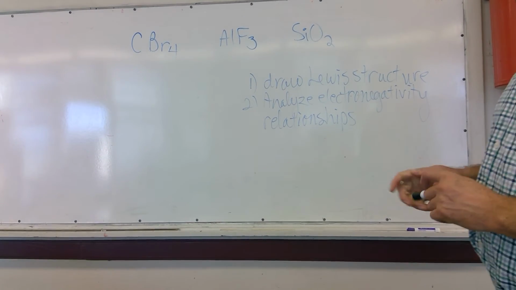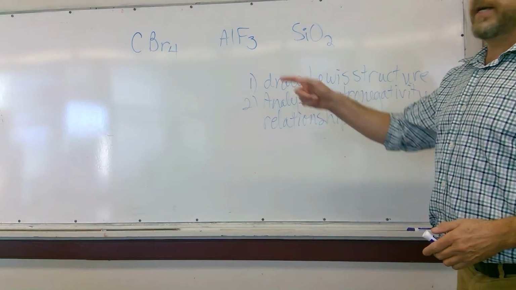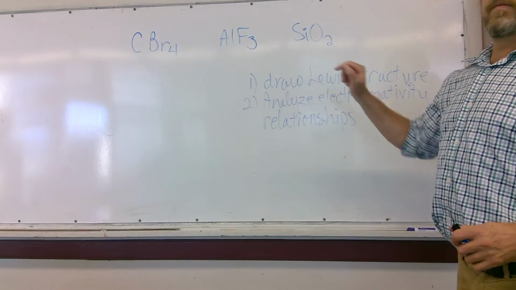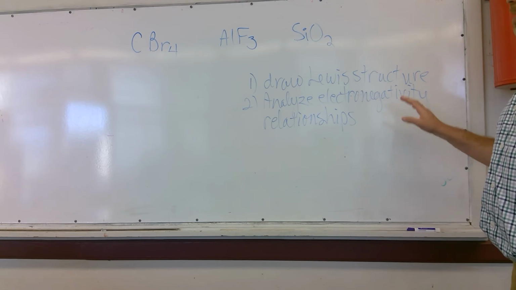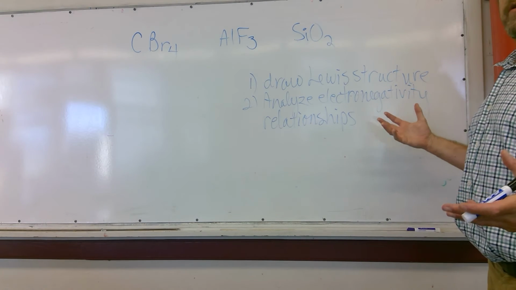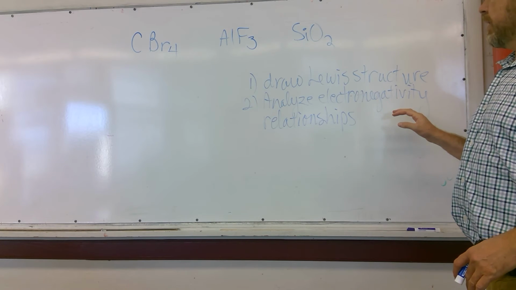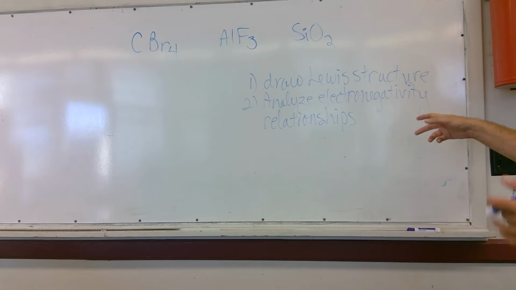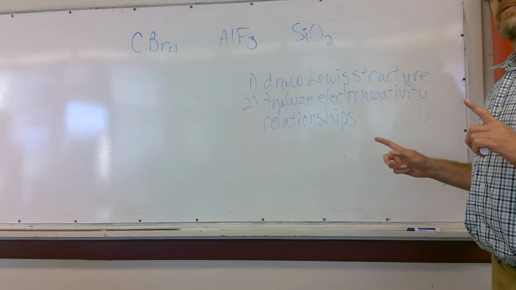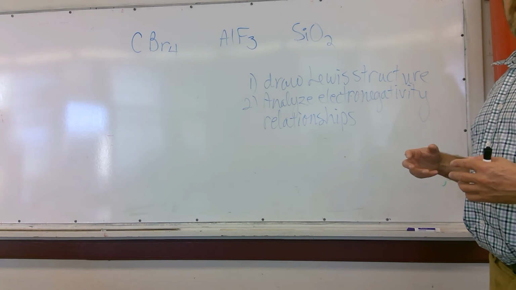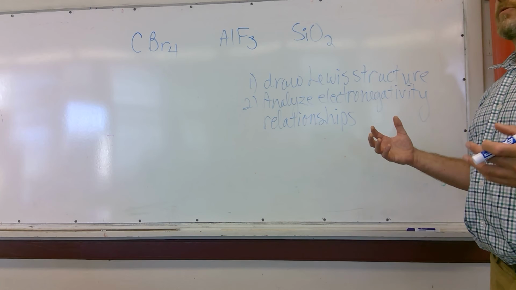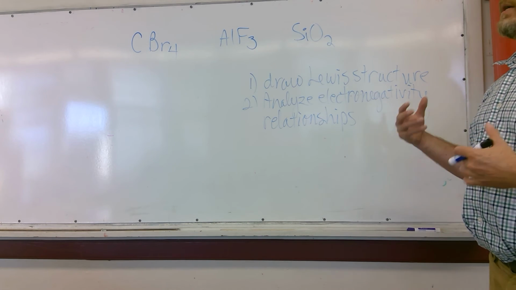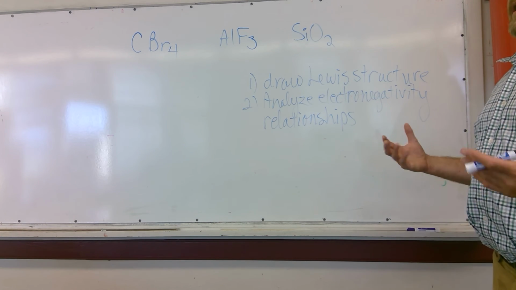So here are our 3 compounds: carbon tetrabromide, aluminum fluoride, and silicon dioxide. For each one, draw the Lewis structure with the appropriate symbols, and then alongside it, analyze the electronegativity relationships between the atoms in the bond that justify what types of symbols you use in your Lewis structure.